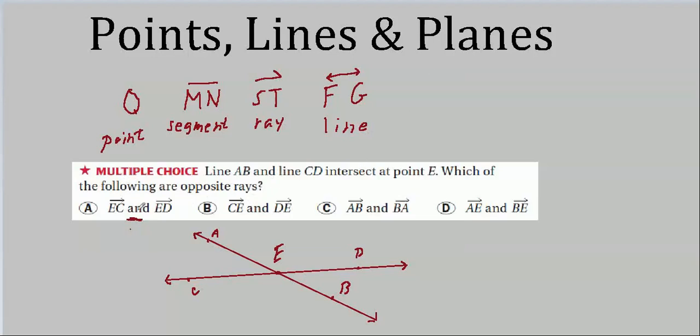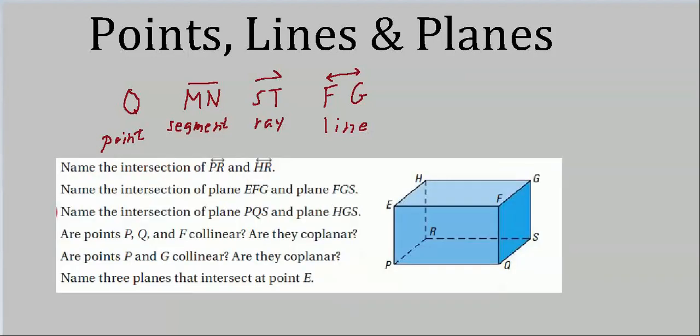And spotting the common endpoint here, that's a quick way to look for possibilities. Doesn't mean that they are opposite rays, but opposite rays have to have this common endpoint here. If they don't, you can strike them out. So all these you could quickly toss out.